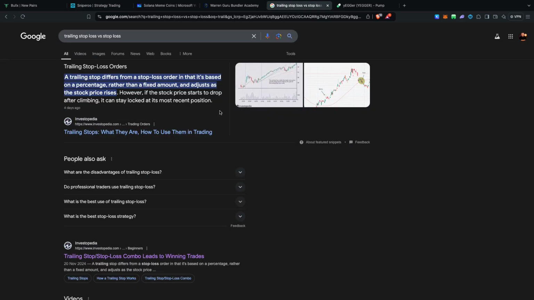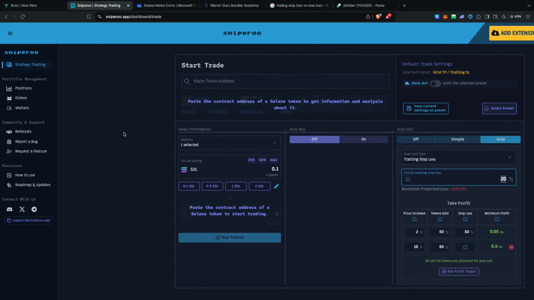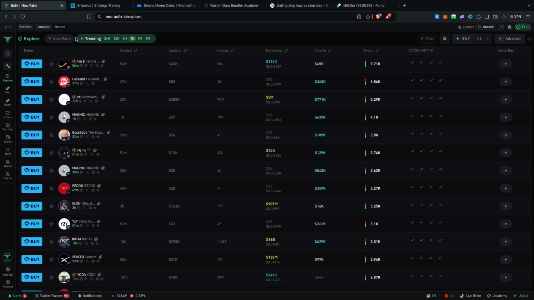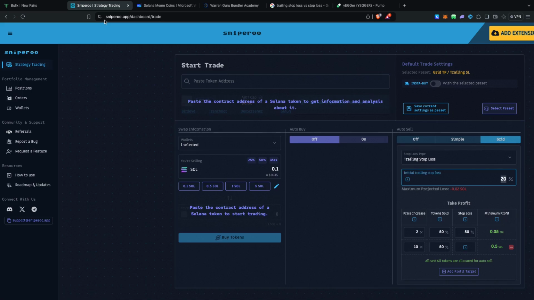In case you guys are wondering, a trailing stop loss differs from a stop loss due to the fact that it is based on a percentage rather than a fixed amount, and it adjusts as the stock price rises. So the reason why we are using Sniperoo to trade is because of the amazing features that it has. What we're going to be doing is incorporating our Sniperoo trades in Bullx. So you're going to be using Bullx for your charting and your discovery of meme coins, but you are going to be depositing your funds in the Sniperoo trading bot.